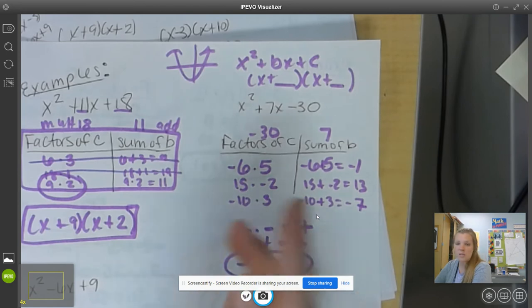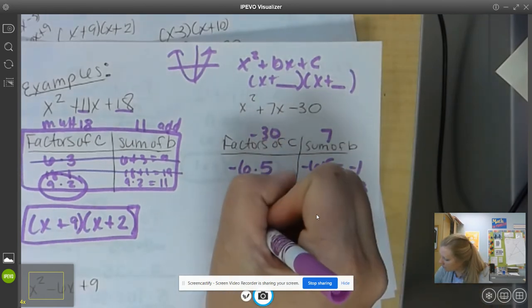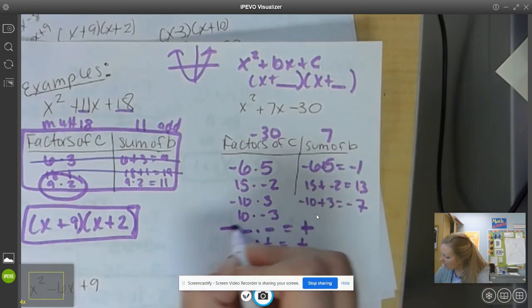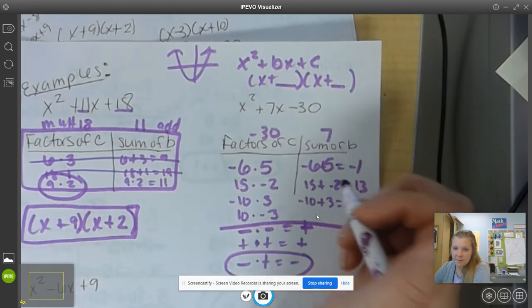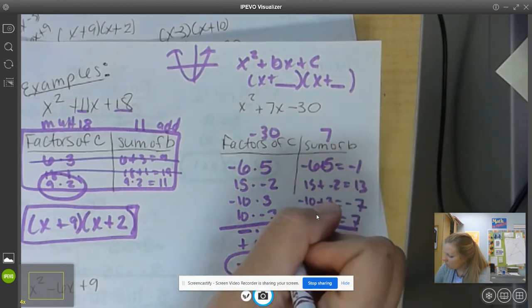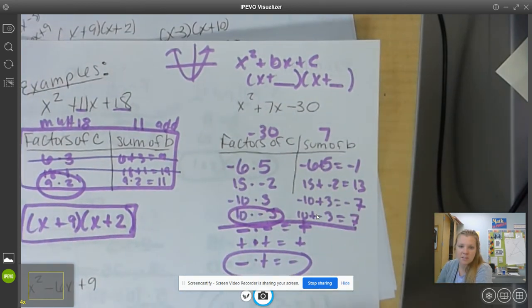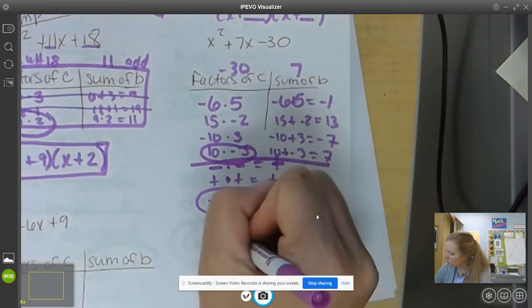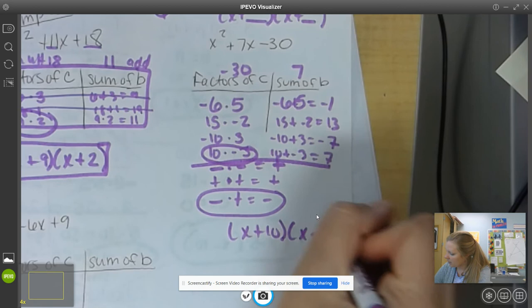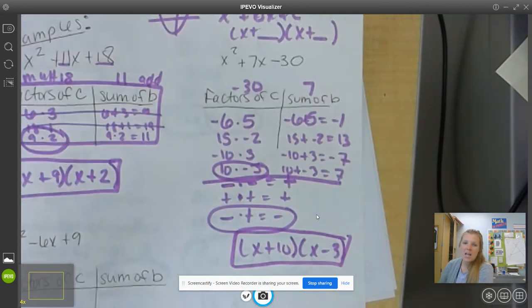So what I can do is I can flip the negative. I can put the negative on the negative 3. So negative 10 times negative 3 is 30, and 10 plus negative 3 is 7. So these are my factors. And so to write my answer, I do x plus 10 times x minus 3. I hope that helps.